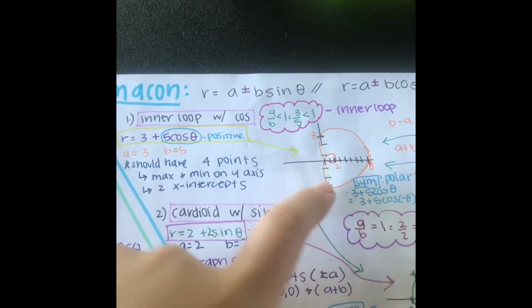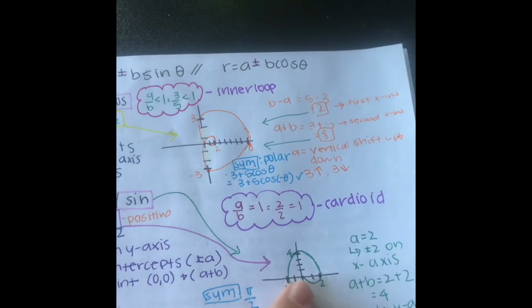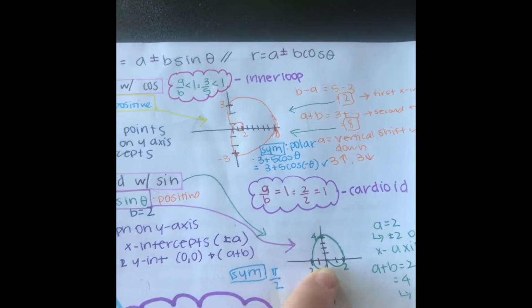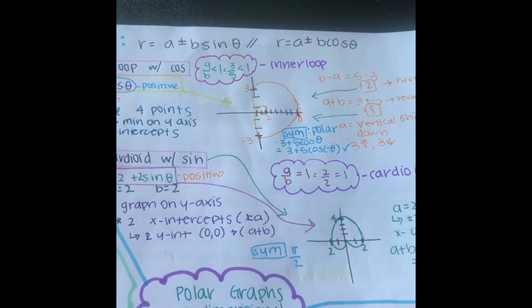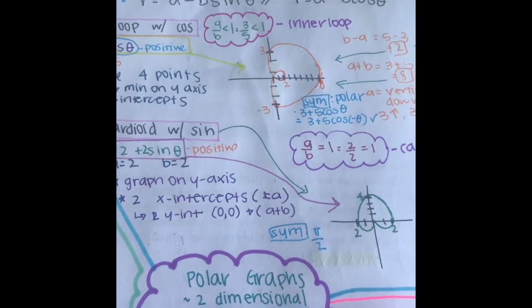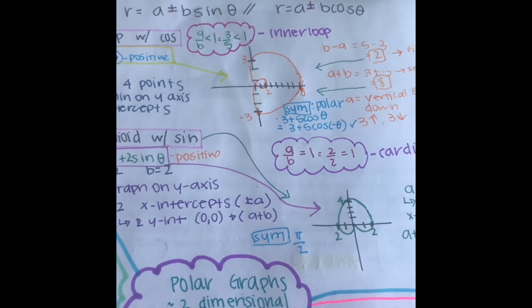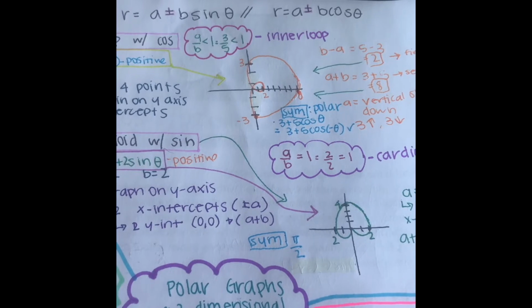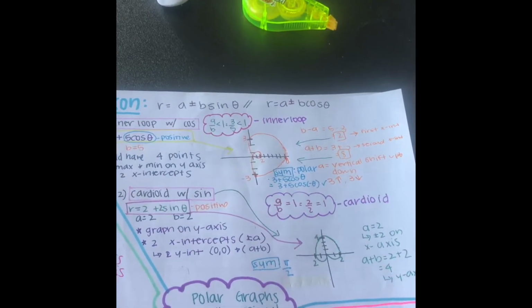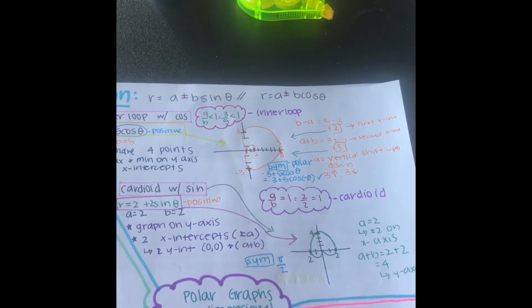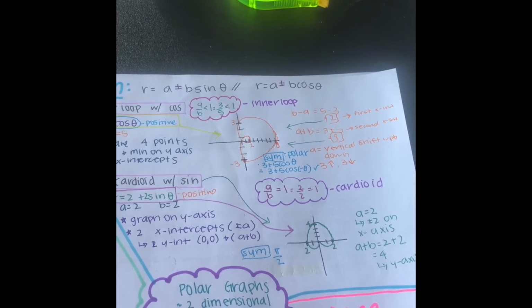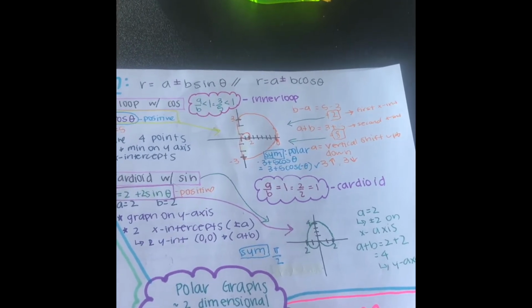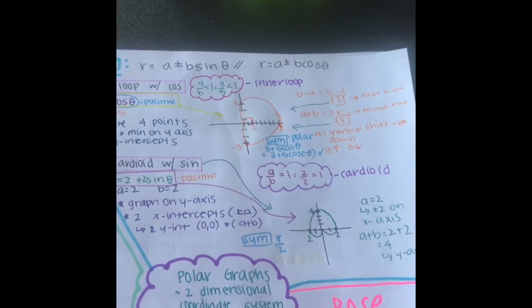So that's how you could tell the difference between that and a cardioid, which is more of a heart shape that has a dimple instead of the loop within it. And a cosine is on the x-axis while sine is on the y-axis. They're mathematically different because of the formulas of the inner loop and the cardioid, as well as cosine being on the x and sine on the y.